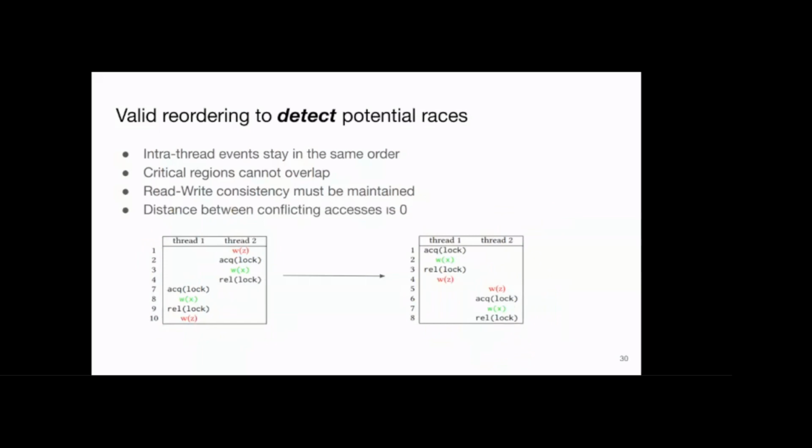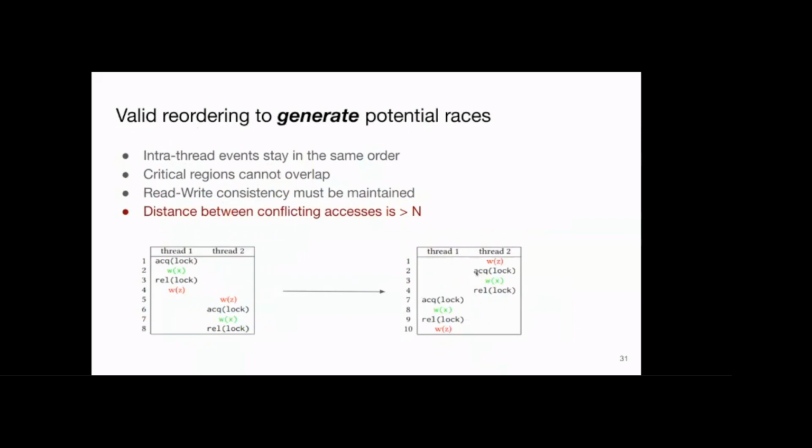So a valid reordering to detect potential race conditions must maintain the three prior conditions I just mentioned, and the distance between conflicting accesses is 0. In this case, there are two conflicting accesses far apart. In the second one, it's 0, since they're right adjacent to each other. It's probably pretty clear by now, but what we want to do is have the distance between the conflicting accesses be greater than some constant. Basically we want at least n events between our two conflicting accesses.